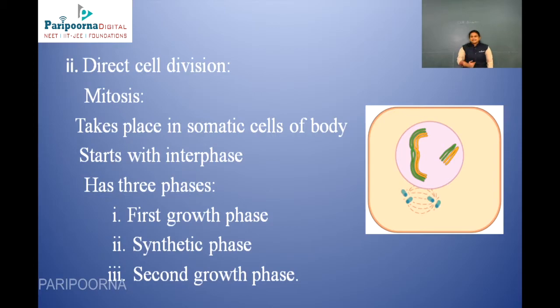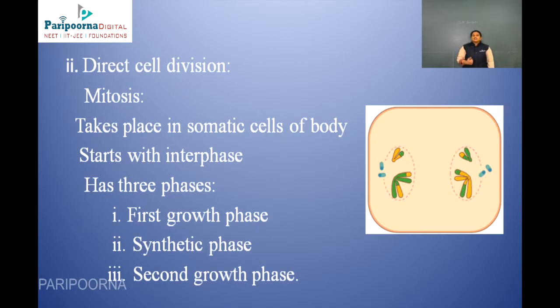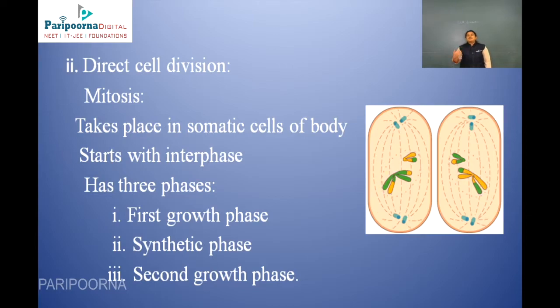Next, the indirect cell division. The indirect cell division is nothing but the mitotic cell division, which happens only in the somatic cells of the body. What do you mean by somatic cells? Somatic always means the body cells, and it starts with the interphase followed by 3 different phases. So what do you mean by interphase? Interphase is the longest phase, the phase which makes the cell get ready for the other 3 phases of the cell division.